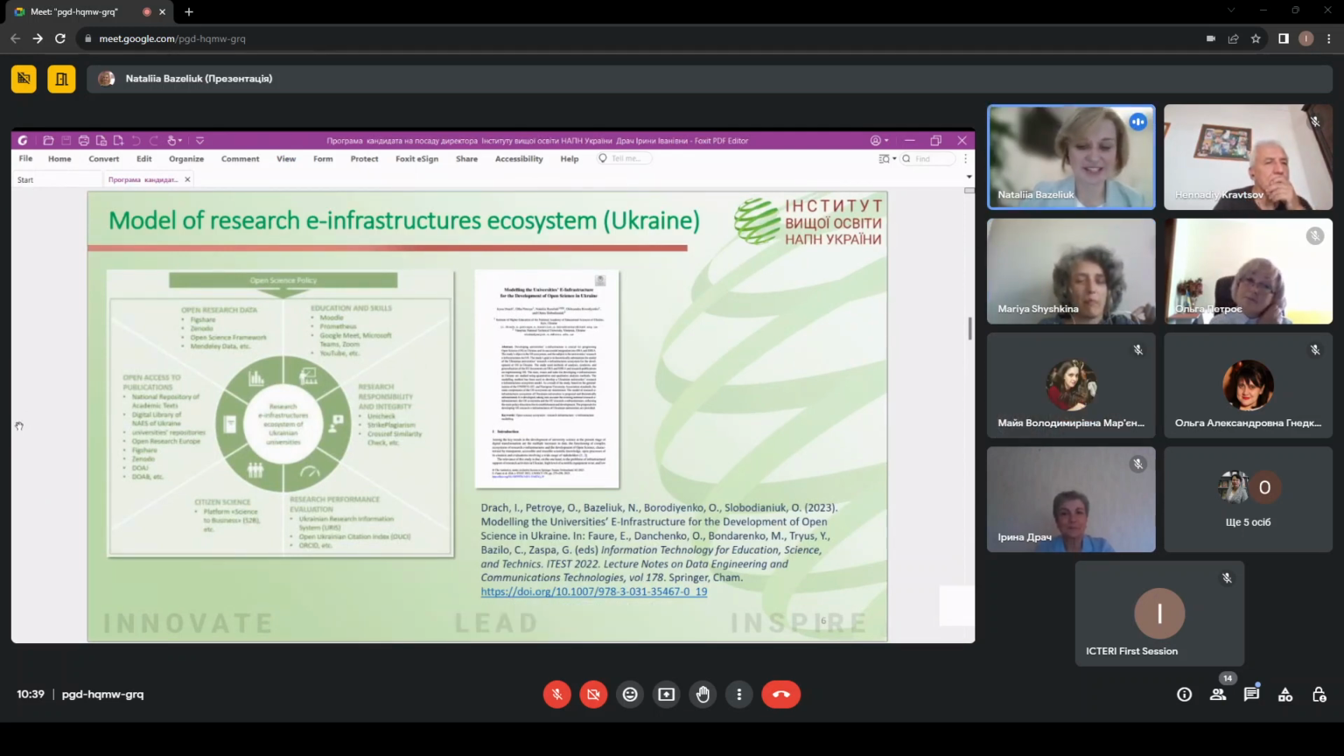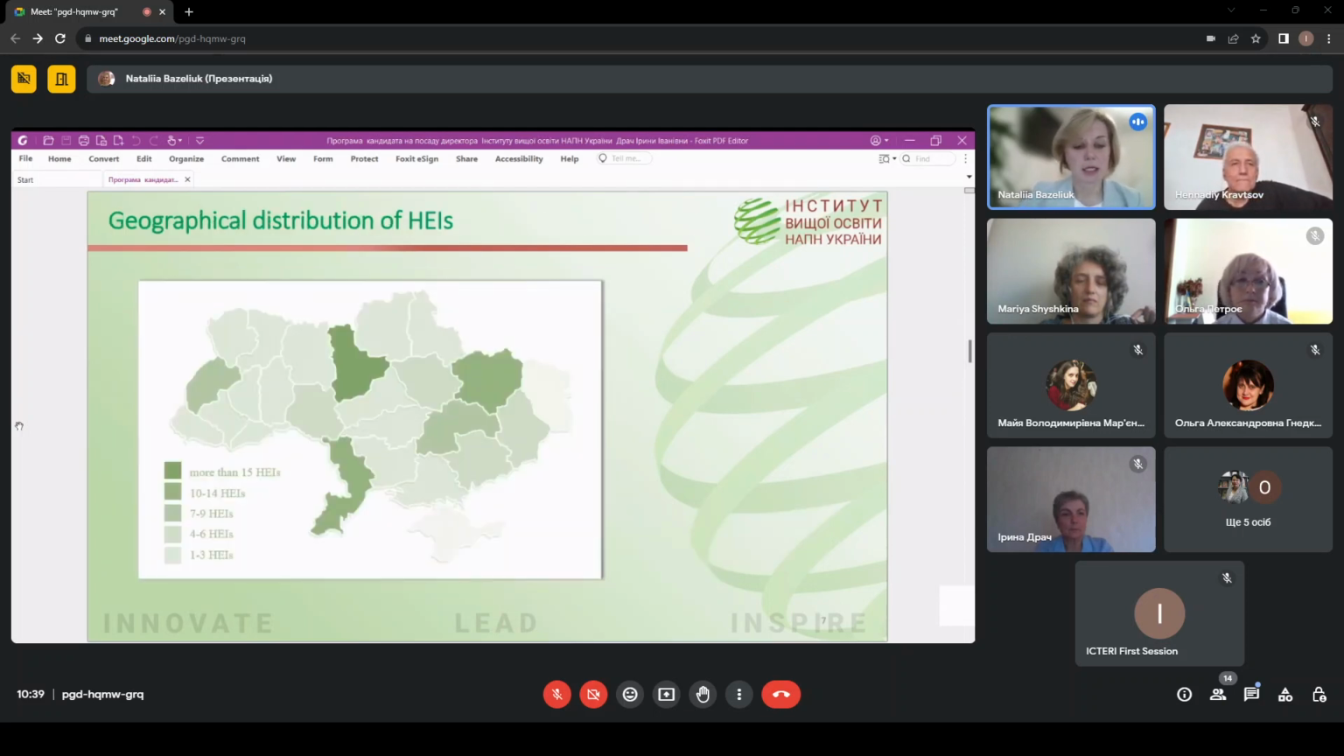Thanks, dear Maria. The model reflects the primary directions of policy formulation and development of research infrastructure ecosystem for open science in Ukrainian universities. It creates opportunities for researchers to actively engage in open science processes at all stages of their research endeavors. Empirical data collection took place from March 21 to April 3, 2023.